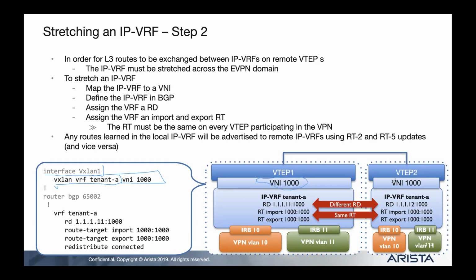So this VNI and VRF is common on both the VTEPs, or all the VTEPs. And then you have to configure IP VRF under BGP, right? So this is the IP VRF, with separate RD and RT values, route distinguisher and route target. And you will also configure redistribute connected, so that any connected route, SVIs, you will advertise as a type 5 route. Okay. So this is the basic configuration on top of what we used to do in asymmetric IRB. This is the extra configuration for symmetric IRB. Okay. Is it clear? Any question on this?